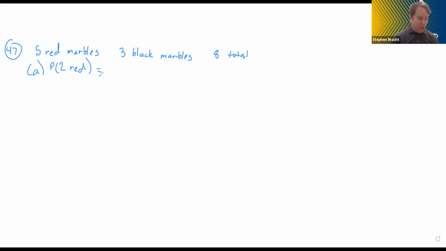So let's look at what it would be with replacement first. This would basically be, what's the probability of getting red on the first and red on the second, right? Well, there's 5 red marbles and there's 8 total. So red on the first would be 5 out of 8. And if we replace it, the second time we go to select a marble, there will still be 5 red marbles and 8 total, right? So the second probability is also 5 out of 8. This is equal to 25 out of 64. This is with replacement.